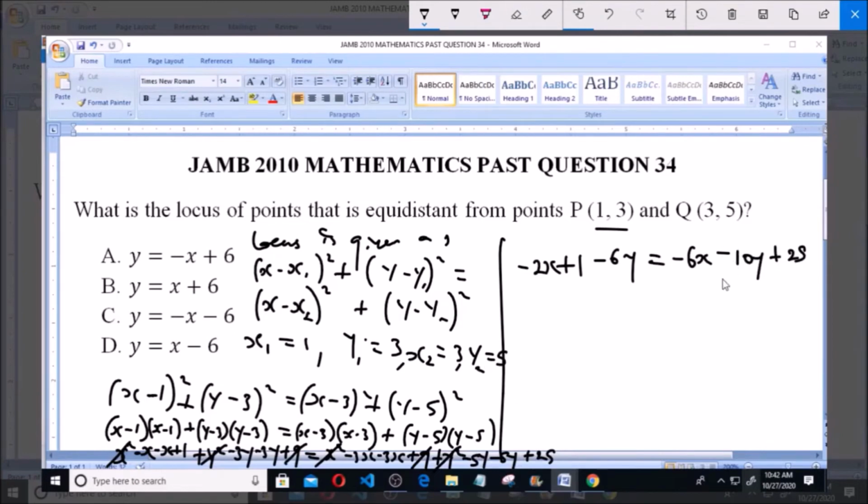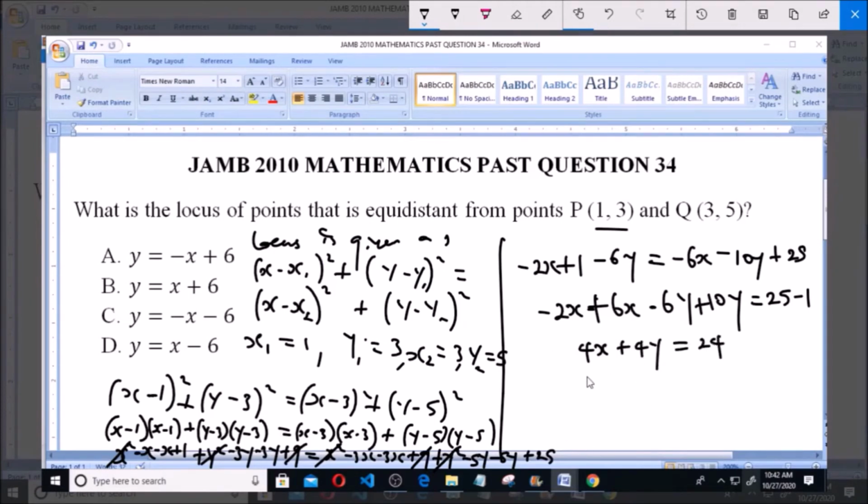Now collecting like terms, we'll have minus 2x plus 6x, then minus 6y plus 10y is equal to 25 minus 1. So from here we'll have 4x plus 4y is equal to 24.